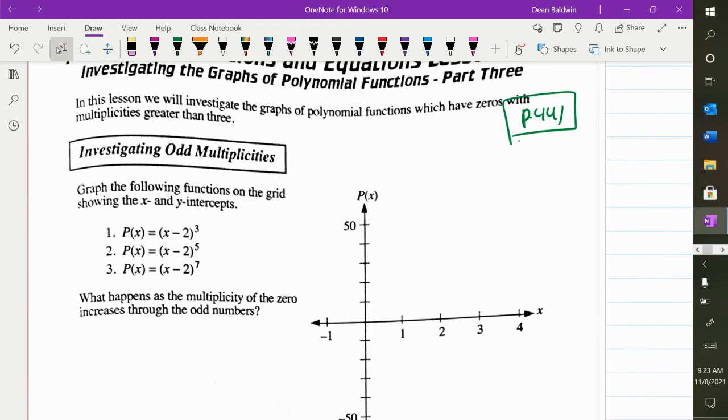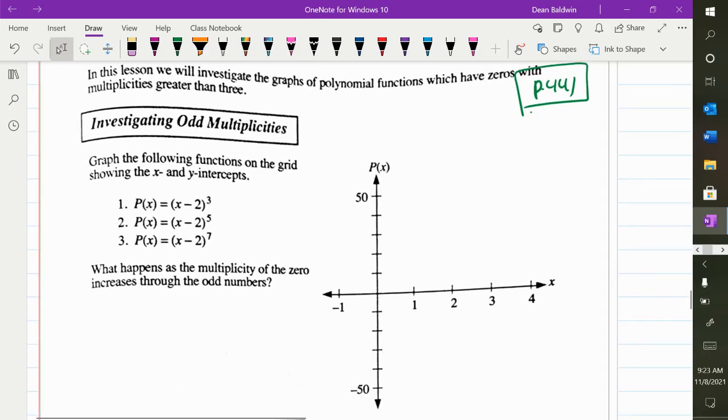We talked about odd multiplicities on Friday, and you just did some today. An odd multiplicity gives you what type of x-intercept on the graph? What does an odd degree multiplicity cause to happen on the graph? It goes through, but it flattens out. It's the point of inflection, right?